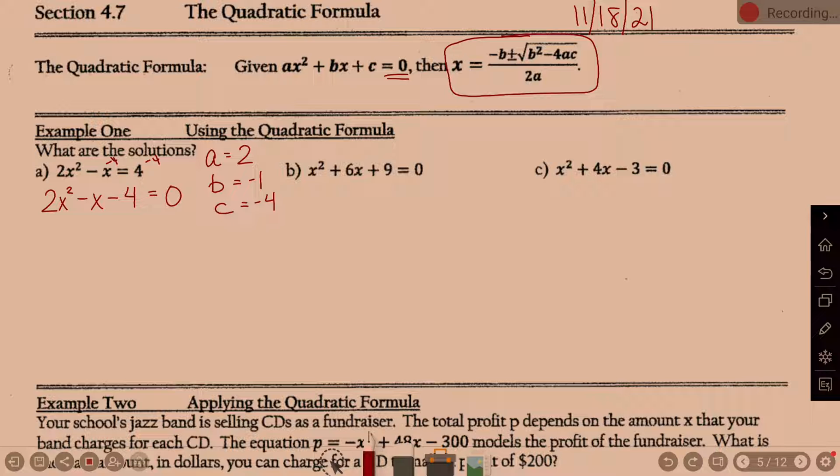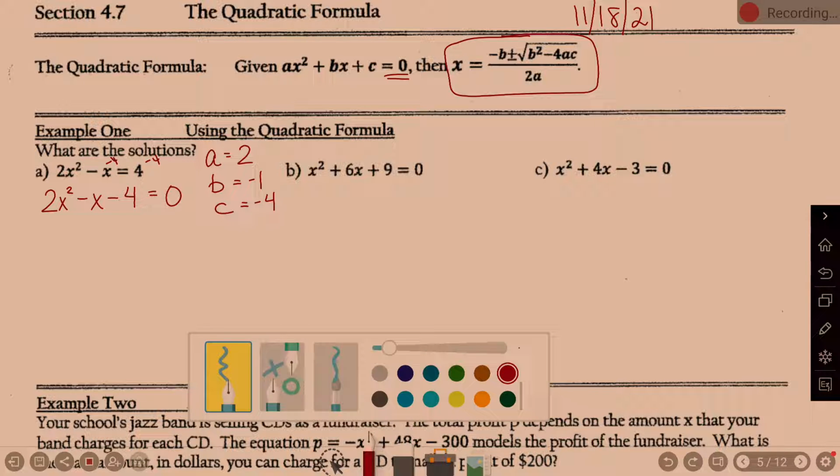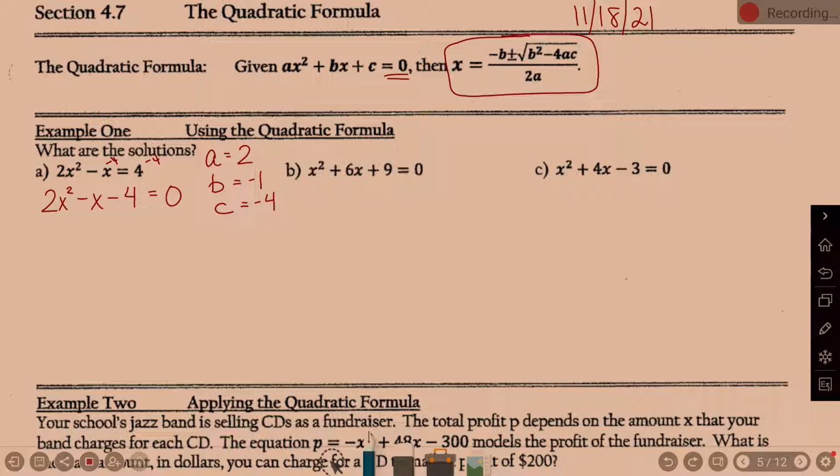So we got our ABCs. Our job is to plug them into this formula here. So let's go for it. Because we're trying to solve for x, I'm always going to start off by saying x equals. If I was solving for y, it'd say y equals. M, it'd say m equals. Okay, negative b. What do I mean by negative b?